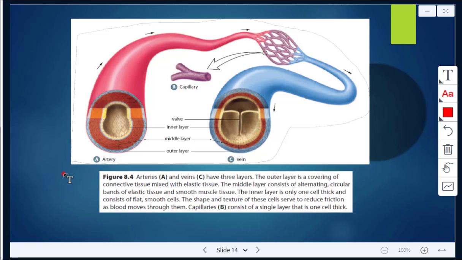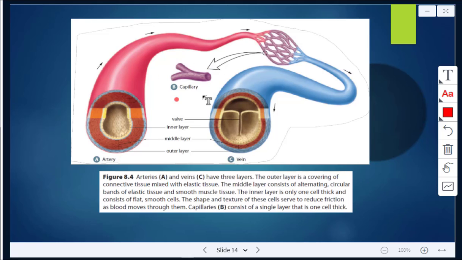And here as well, we can see that arteries and veins have 3 layers. The outer layer is a covering of connective tissue mixed with elastic tissue. The middle layer, the brownish looking layer, consists of alternating circular bands of elastic tissue and smooth muscle tissue. And then the inner layer, shown here, is only 1 cell thick and consists of flat, smooth cells. The shape and texture of these cells serve to reduce friction as blood moves through them.